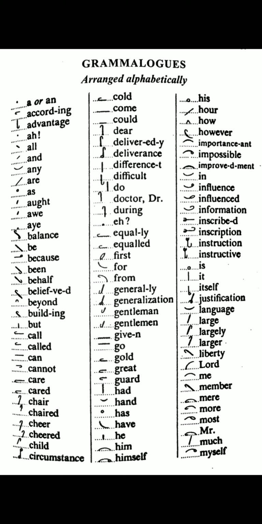D through the line for difference and for different. D with F hook through the line for difficult. D on the line for do. D R hook above the line for doctor. Same outline through the line for during.